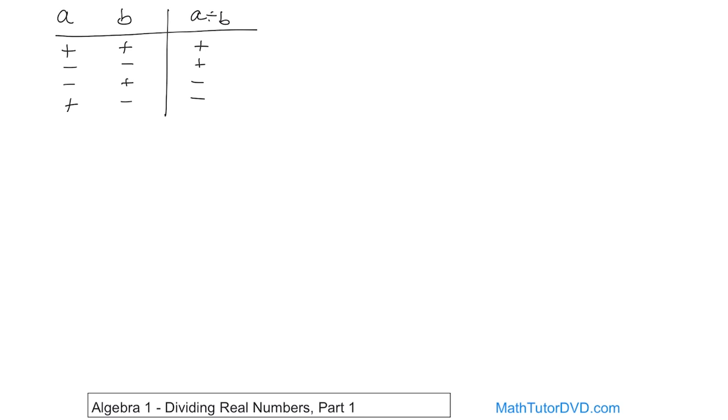Now, the reason why I flew so fast through that is because it's exactly the same rules that we had for multiplication. Basically, if the signs match, you're always going to get a positive answer. And if the signs don't match, you're always going to get a negative answer. Those are the exact same rules for multiplying numbers together. So you don't have to memorize anything differently for dividing numbers.